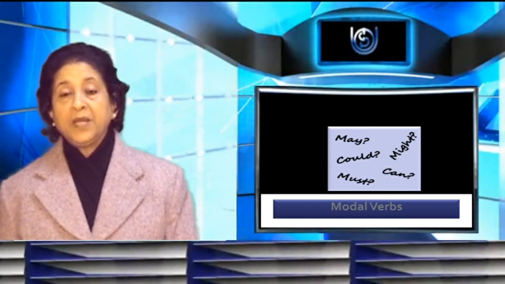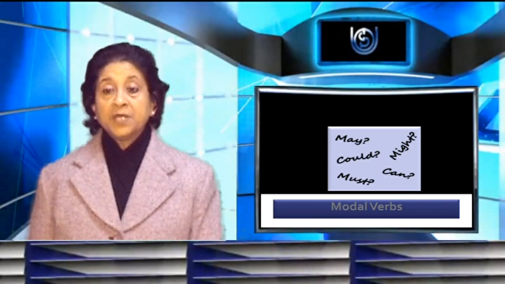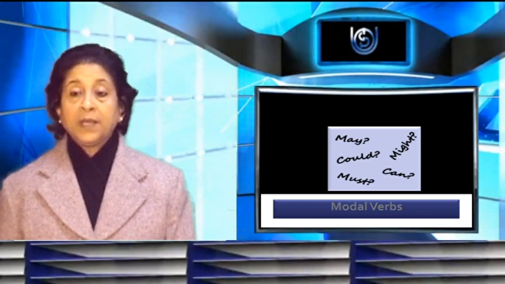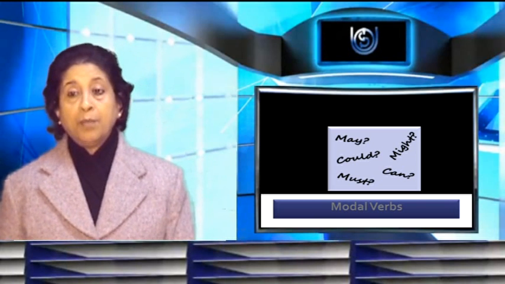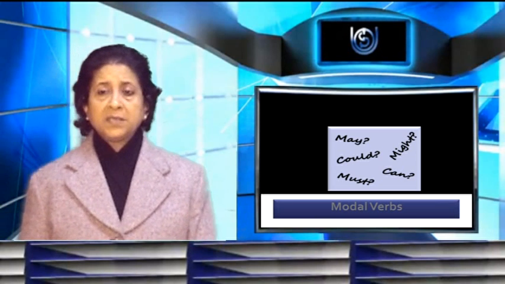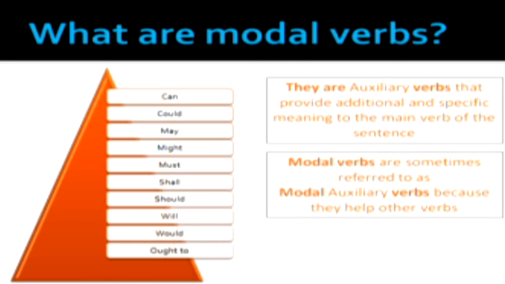Now, what are modal verbs? They are called auxiliary verbs also, helping verbs also. In the previous sessions I have already explained to you what helping verbs or auxiliary verbs are. We call them modal verbs also. They are may, could, might, can, must, and so on. You know what modal verbs are and how we use them, but let's study it in detail.